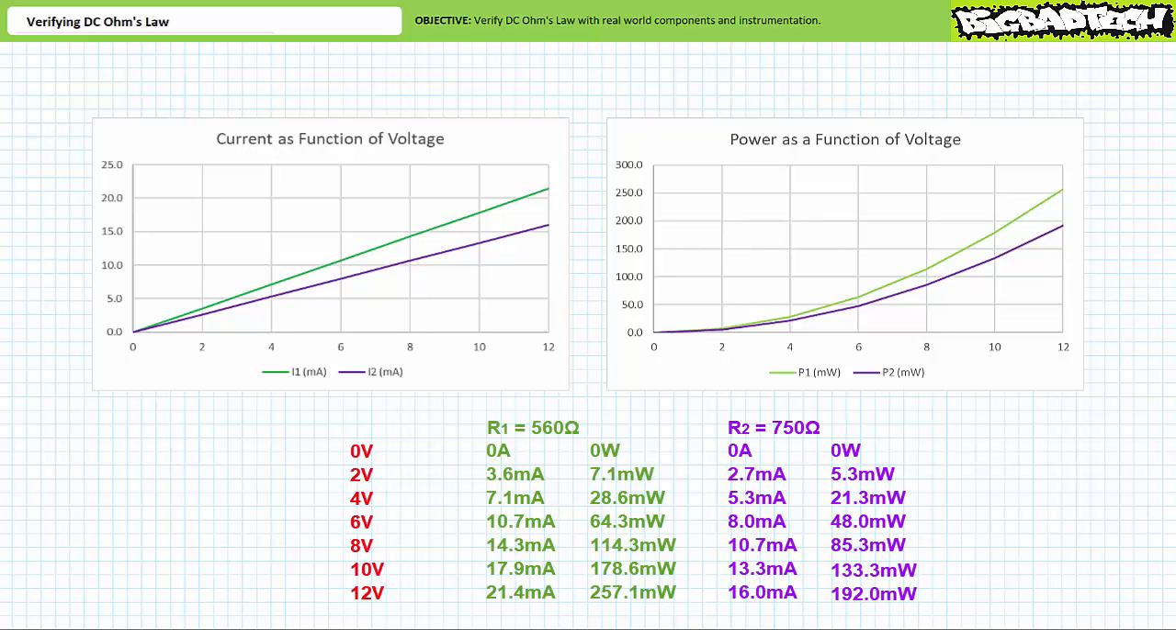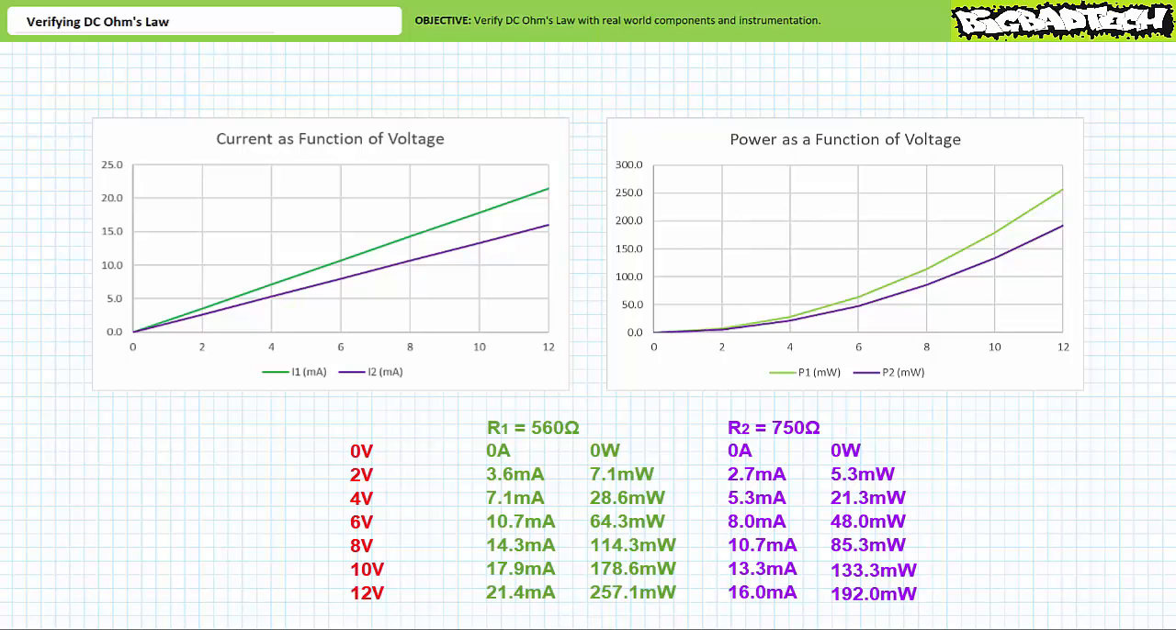As previously, for every increase in voltage, we observe a proportionate increase in current and a geometric increase in power. In short, Ohm's law is linear, whereas power is geometric. The difference between current as a function of voltage for the 560 ohm resistor and the 750 ohm resistor being the rate of change or slope, which is an understandable reflection of the differing resistance values.